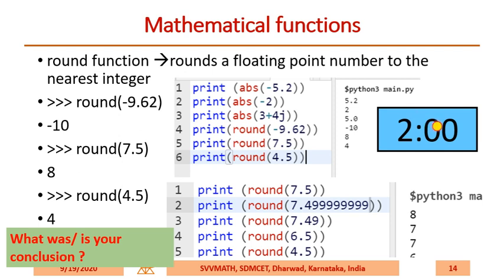That time I asked why the answers are different. When I use the same 7.5 and 7.4999, 7.49, the answers are not the same. What was your conclusion? Think on that. You can pause the video for a few seconds and try to conclude why so. You can even execute it on your mobile using an online simulator. Let us go to the next.